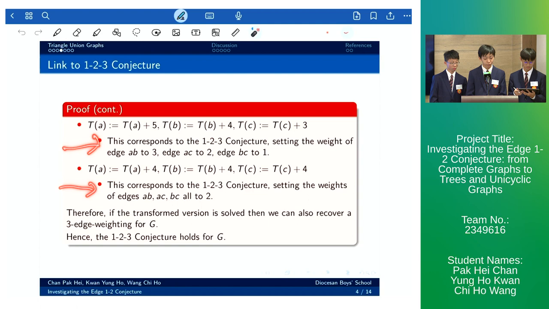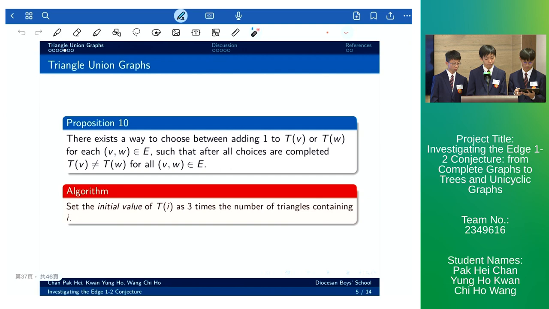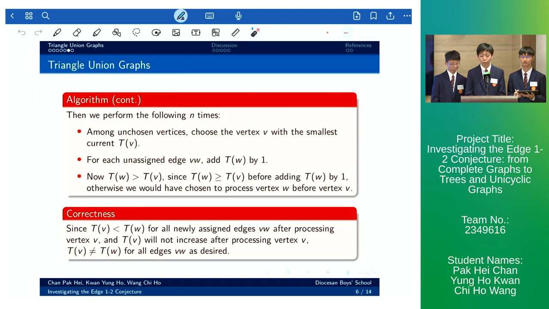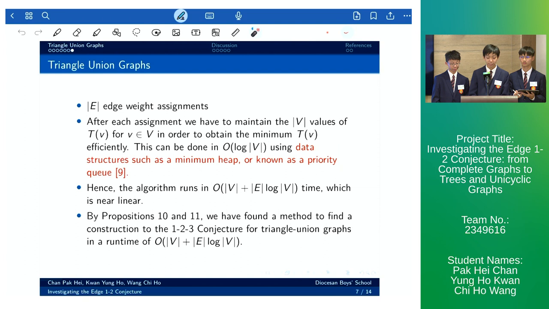Now, we propose that there exists a choice of adding 1 to T_v or T_w for each edge, such that the transformed weights of adjacent vertices are different. We first set the initial value of T_v. Then, we perform the following n times. Among unchosen vertices, choose the vertex v with the smallest T_v. Then, for each unassigned edge incident to v, add 1 to the transformed weight of the other vertex. This algorithm is correct because T_v is smaller than T_w for all newly assigned edges vw after processing v. For the time complexity, we will use a min heap to maintain the minimum T_v efficiently, resulting in an O(V + E log V) time algorithm.